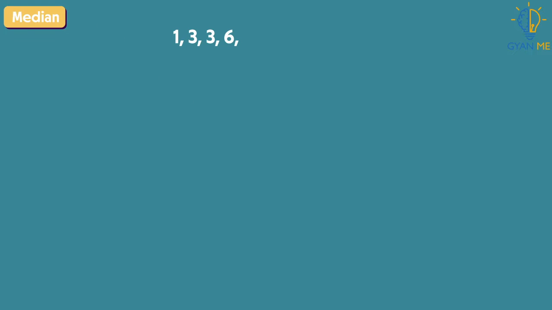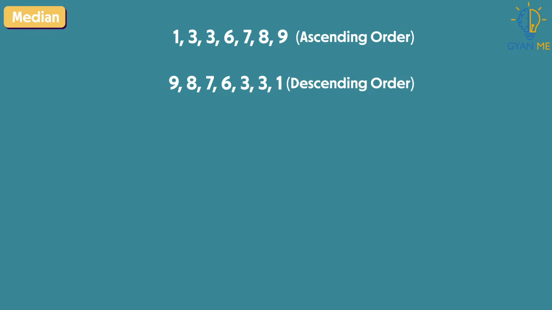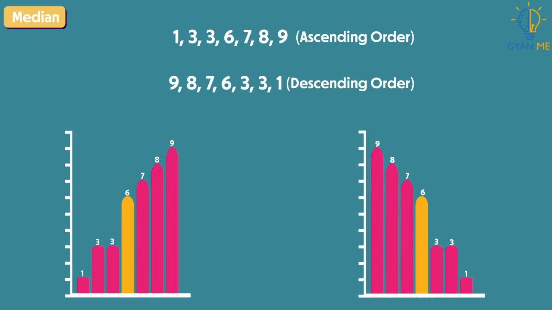Median is the value which occupies the middle position in the data set when all the observations are arranged in an ascending or descending order in a given data. So we can say that median is a positional average as its value is determined with reference to its position in the value of data.